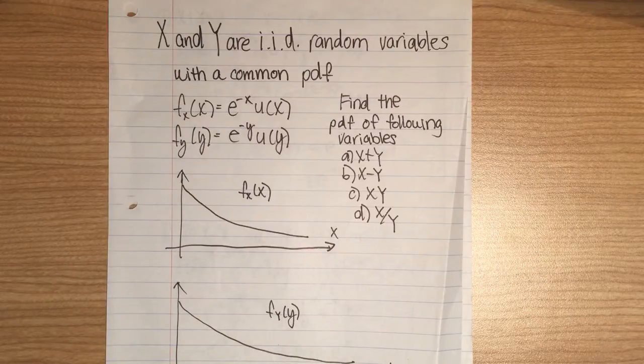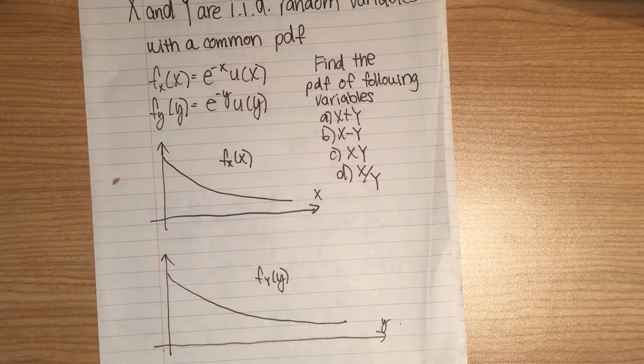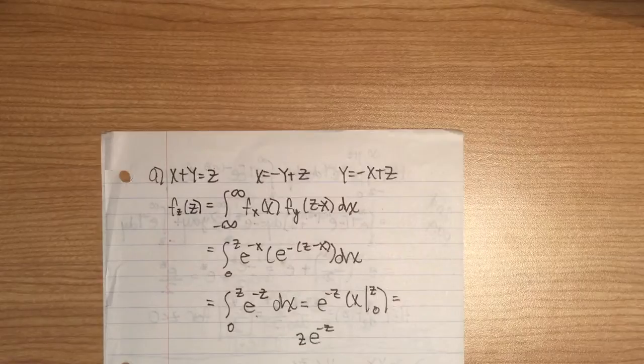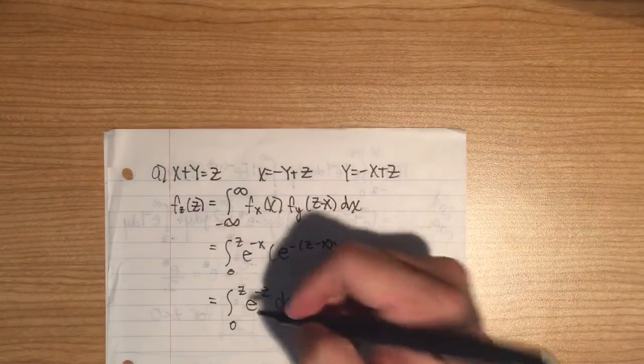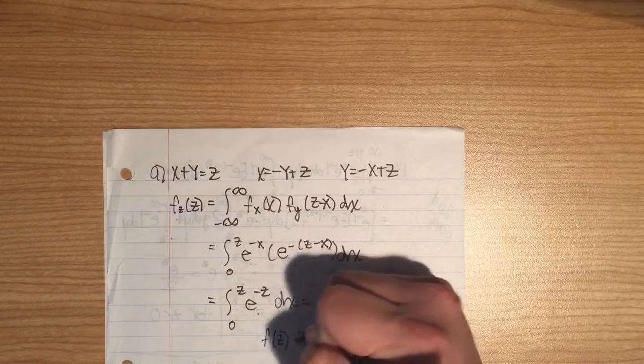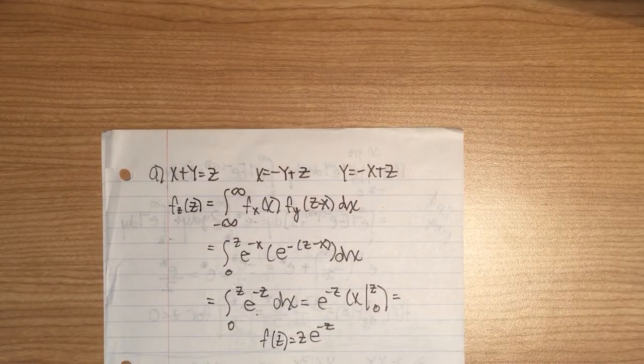Okay. And we are also given these two graphs of f of x and f of y. So for the first part, I'm going to use convolution to figure out the probability density function of x plus y. Pretty much, z equals x plus y, which also means x equals negative y plus z. Another way to say that is y equals negative x plus z.